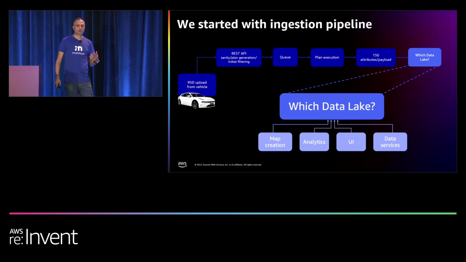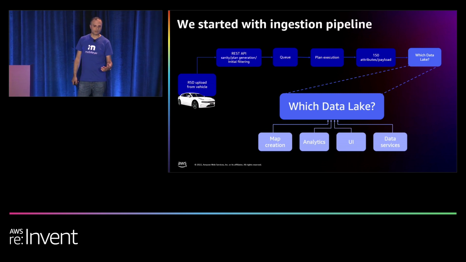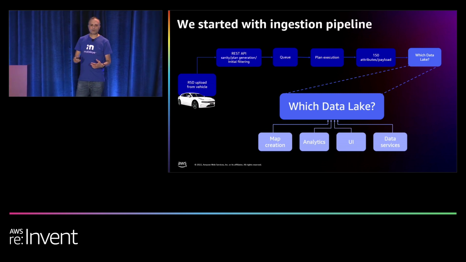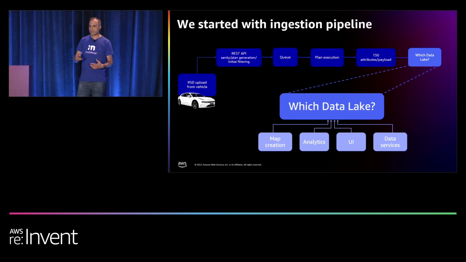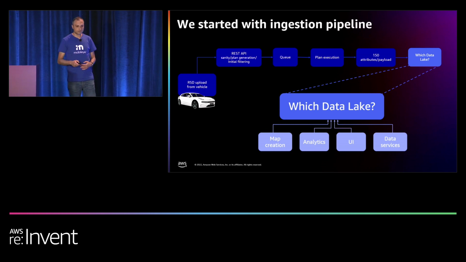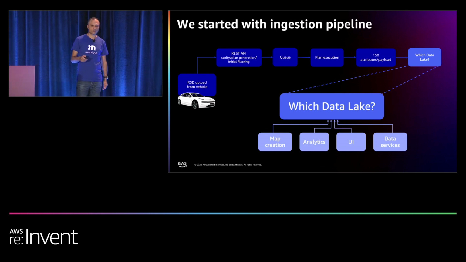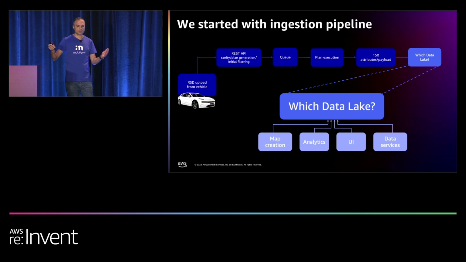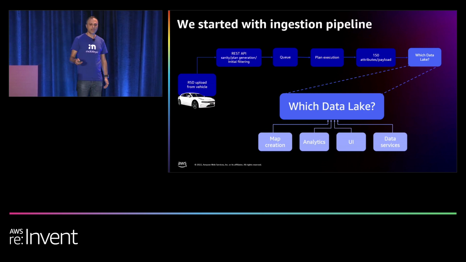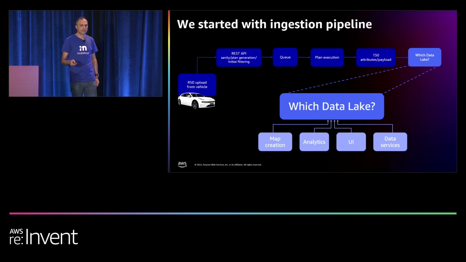It then being passed to a worker queue that executes the plan. This plan is a very compute-intense process. It takes dozens of seconds per single payload. At the end of the execution, we extract the 150 metadata attributes we mentioned that we want to keep in the ingestion data lake. The question that we struggled with back then was, which data lake engine can function properly and provide us query services for our use cases?